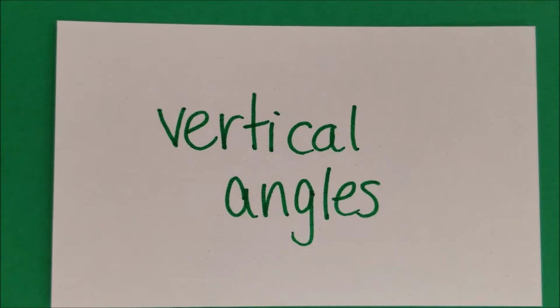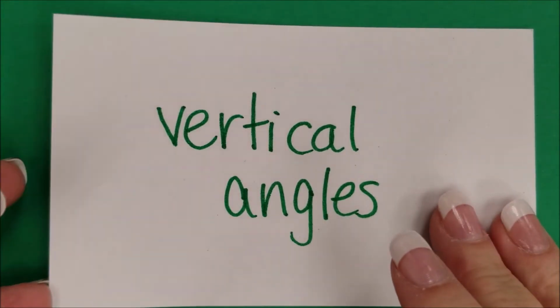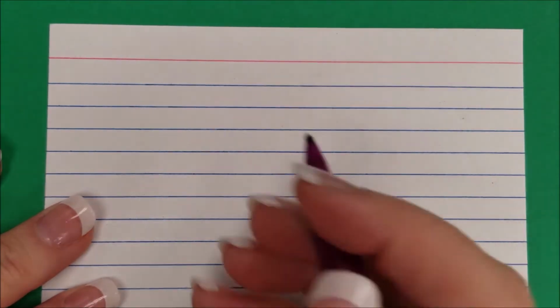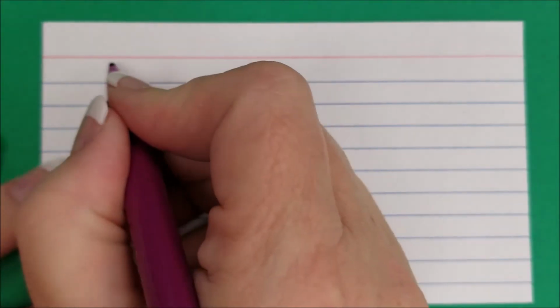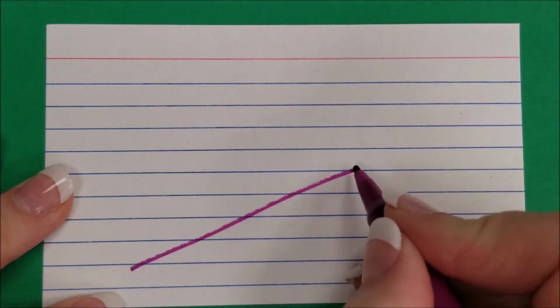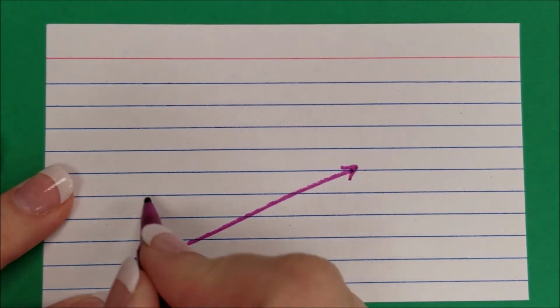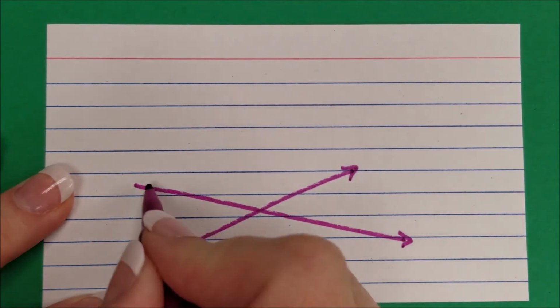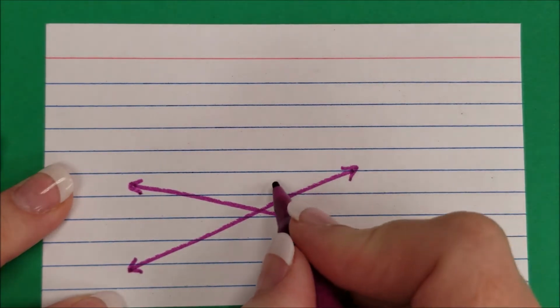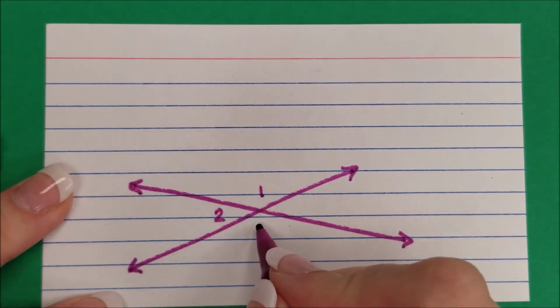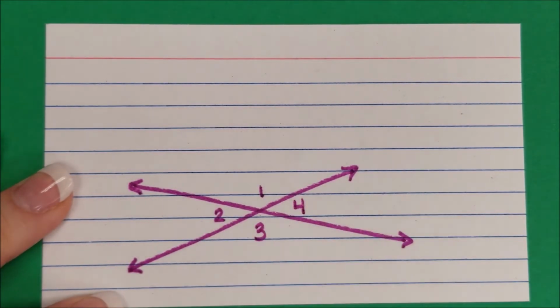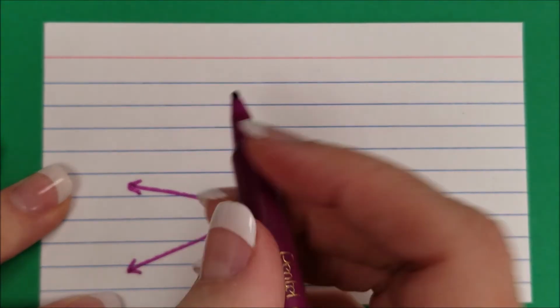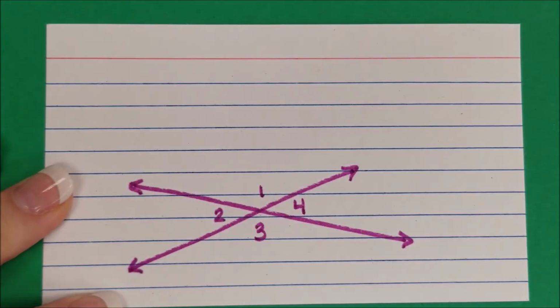Vertical angles are angles that have a different relationship. So let's take a look at these. If I have two intersecting lines, and 1, 2, 3, 4 angles. The non-adjacent angles formed are the vertical angles.